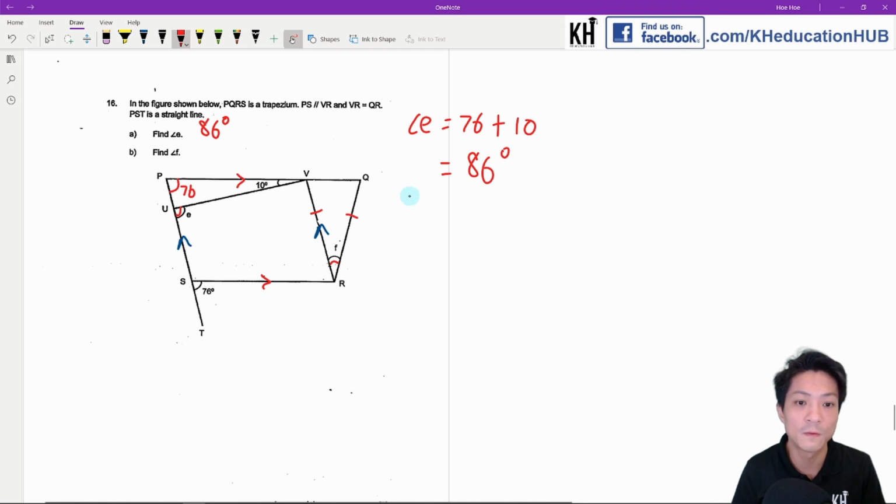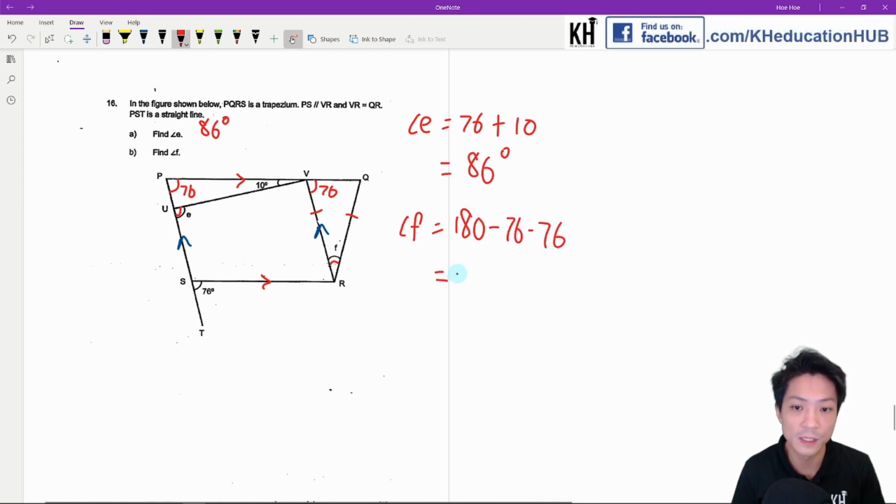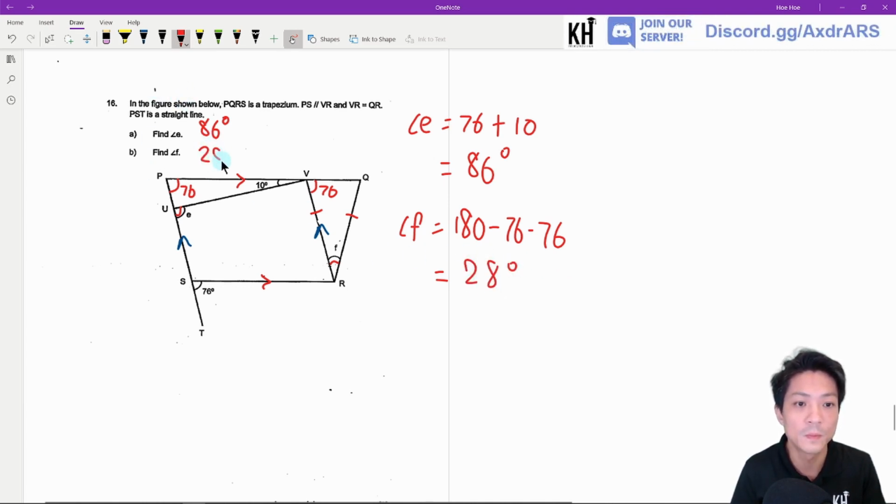Okay, so next I need to find angle F. Since VPU is 76, I also know that this angle over here is also 76, because of corresponding angles. So looking at isosceles triangle VQR, I know that angle F is equal to 180 minus 76 minus 76. Okay, angle F is 28 degrees.